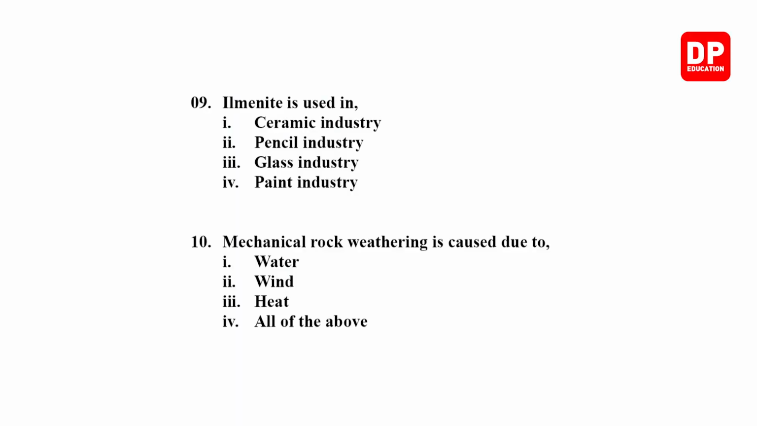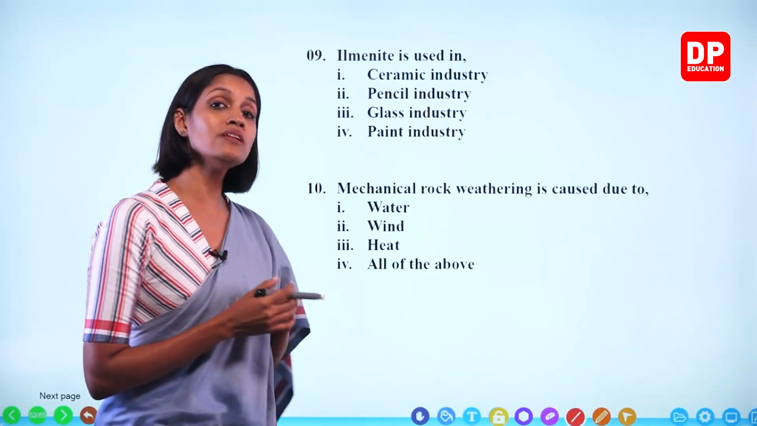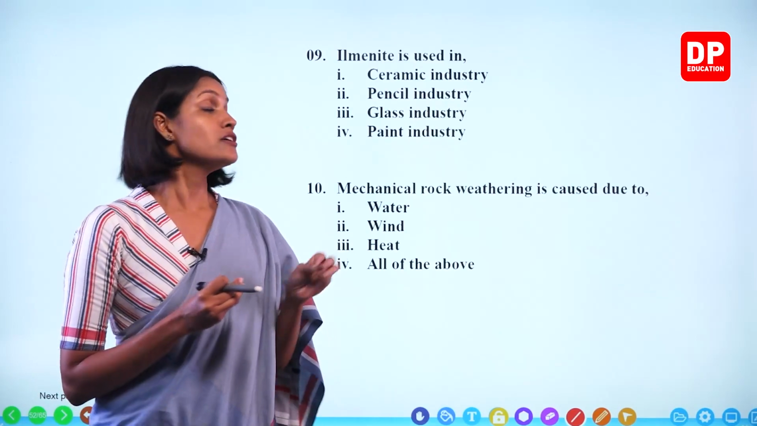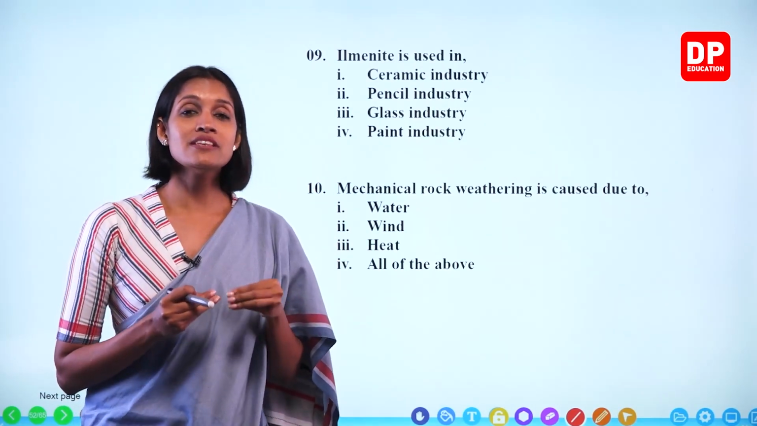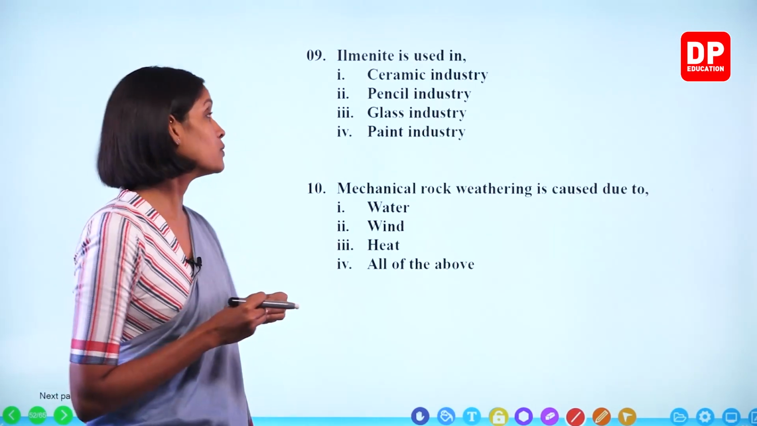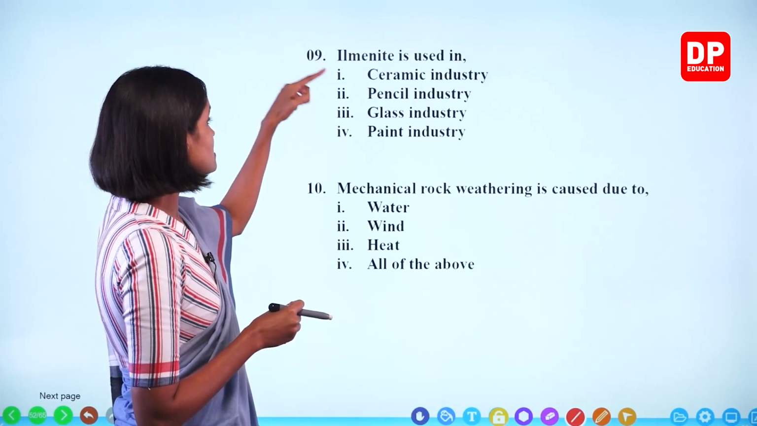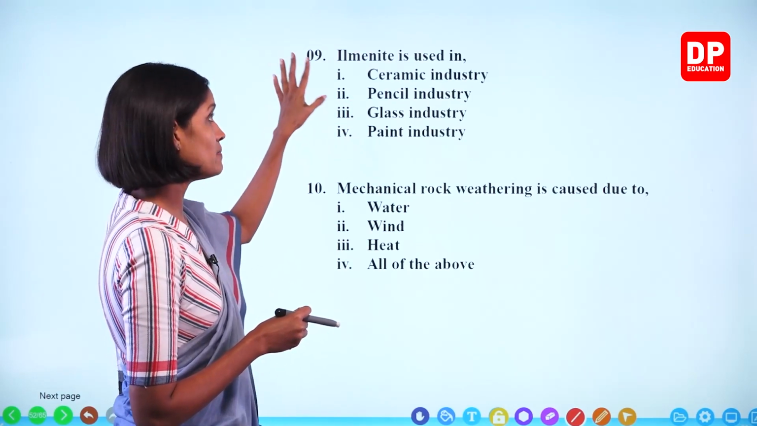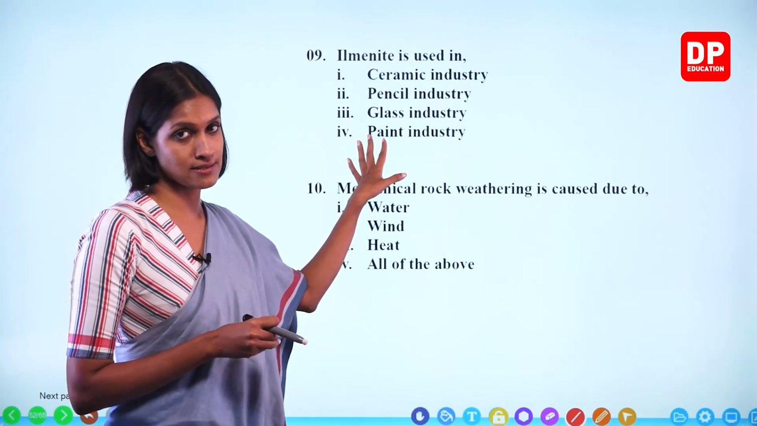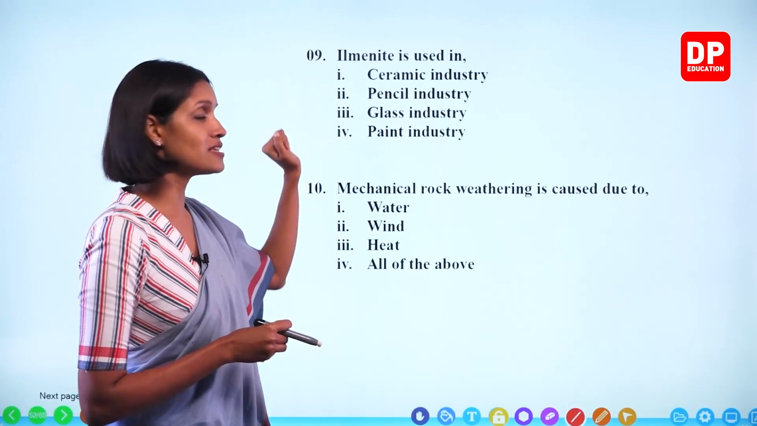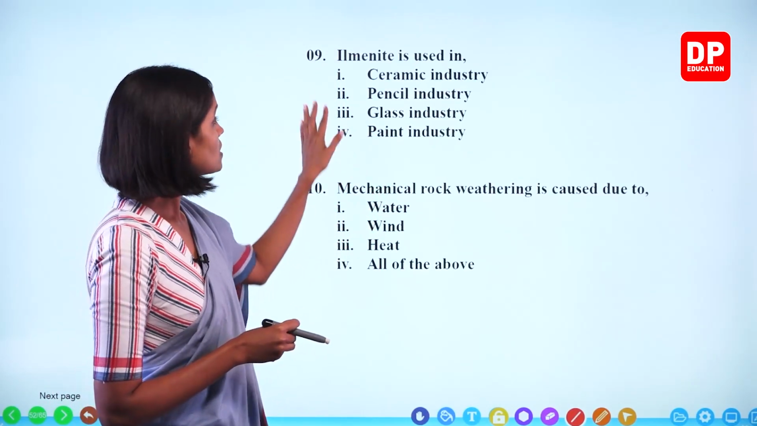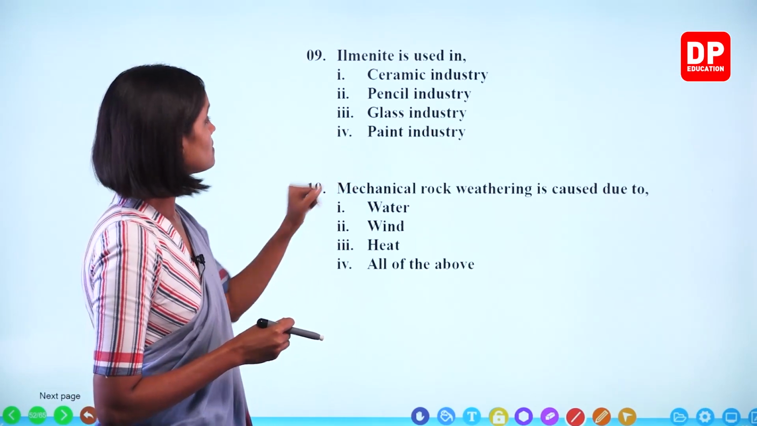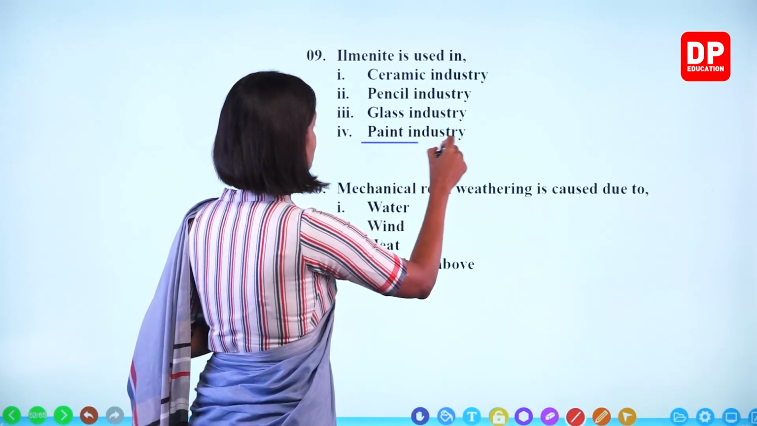Number 9. Ilmenite is used in. Now, ilmenite, do you remember I showed you all ilmenite in the lab, right? I showed you all the ilmenite present as a powder, a shiny black color powder, right? Ceramic industry, pencil industry, glass industry, paint industry. So, ilmenite is basically used in paint industry, children, right? In ceramic industry, most of the time, kaolin is used. Pencil industry, graphite. Glass industry, feldspar. Paint industry, ilmenite is used.